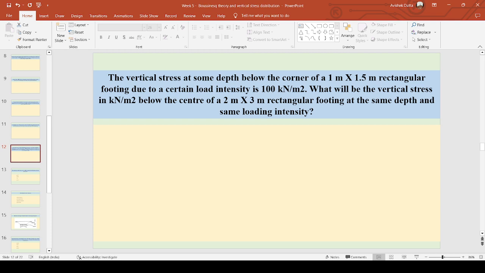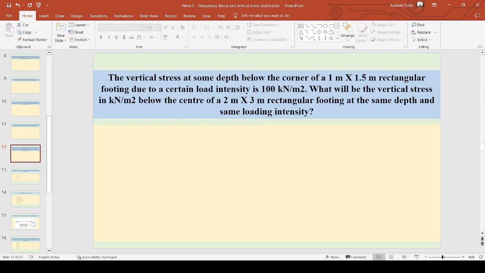The vertical stress at some depth below the corner of a 1 meter by 1.5 meter rectangular footing due to a certain load intensity is 100 kilonewton per meter square. What will be the vertical stress in kilonewton per meter square below the center of a 2 meter by 3 meter rectangular footing at the same depth and same loading intensity?